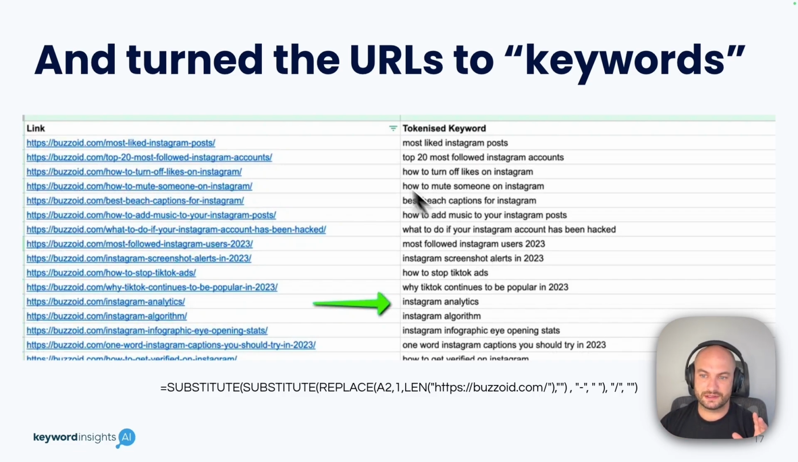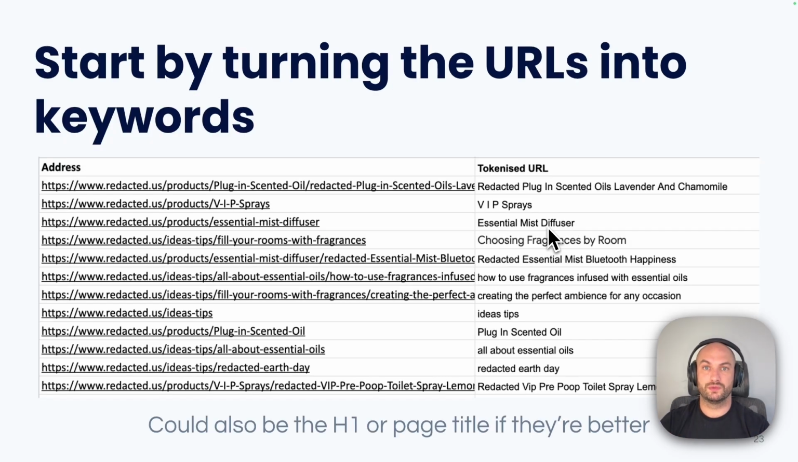If the URL doesn't make sense, then you could also pull the page title or the H1 and group them together. But this will become obvious about how this helps with keyword mapping shortly. The main point I wanted to get across is pull the URL and turn it into a keyword, or from the URL, take some form of keyword, normally the page title or the H1 or something that identifies what that page is trying to rank for.